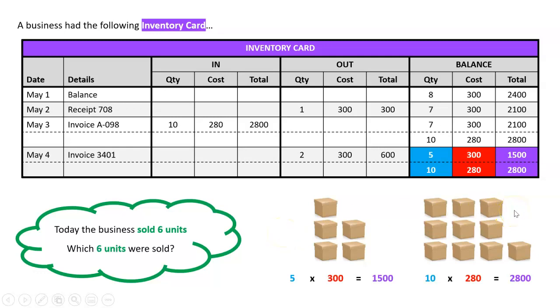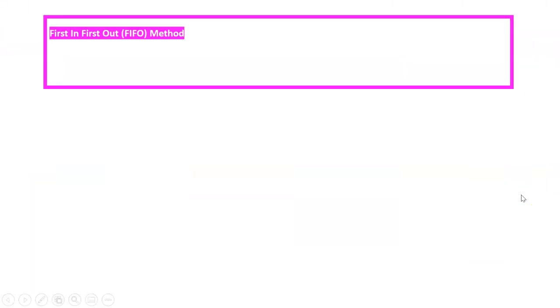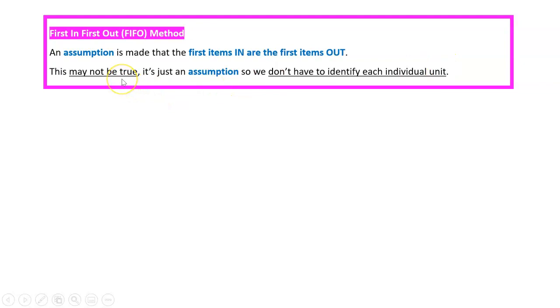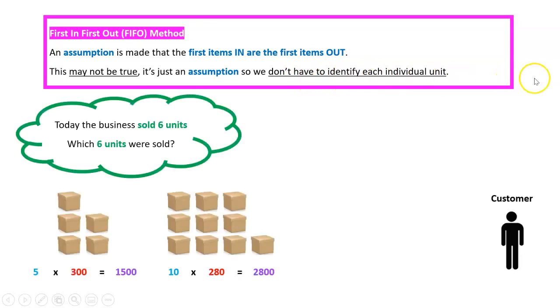And we looked at with identified cost, we would actually have stickers on these so we could tell at the time of the sale which one was which. However, sometimes that's not possible. So we will use the first in, first out method, which we'll call FIFO. And what is that? It's just an assumption. That's the important thing to realize straight away. It's just an assumption, and that assumption is that the first items in are the first items out. So it may not be true. It's just an assumption, but it's good because we actually then don't have to identify each individual unit.